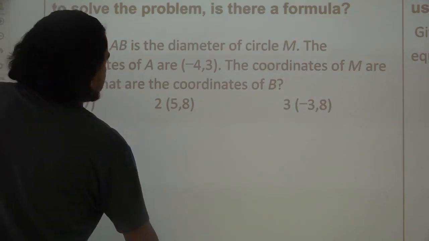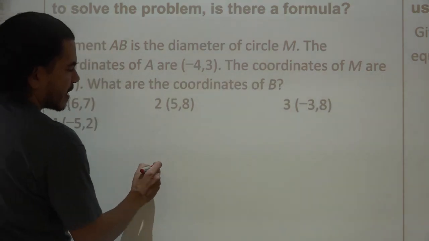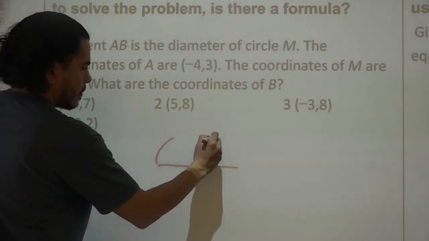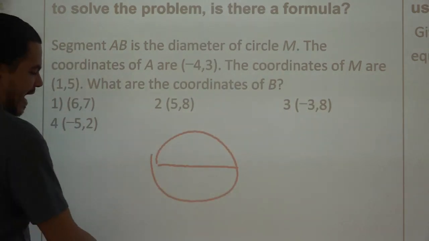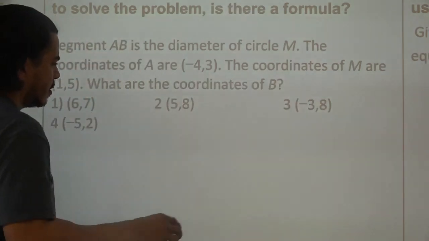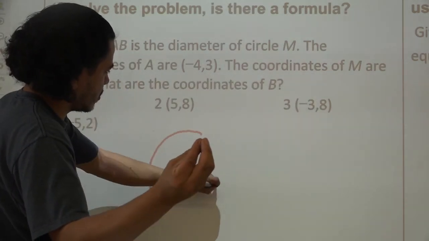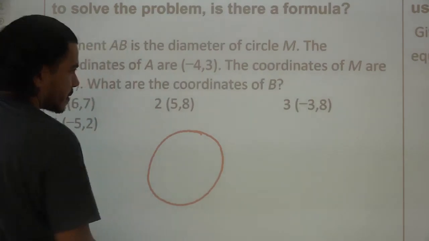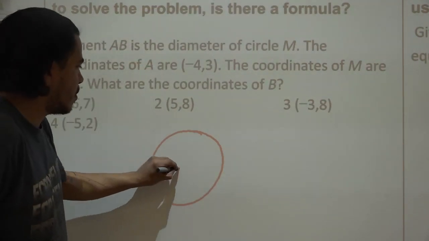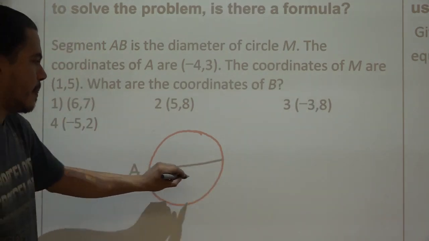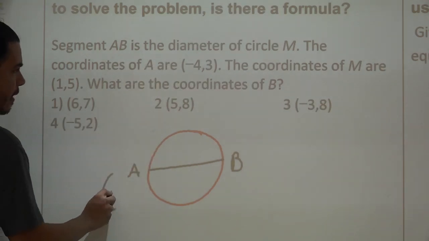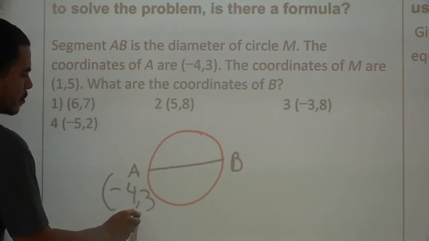Alright. So let's see if I understand. This segment right here is the diameter of a circle. Or circle. Got you. Okay. And the diameter is AB. So I'm gonna do diameter. So AB. The coordinates of A are -4, 3.